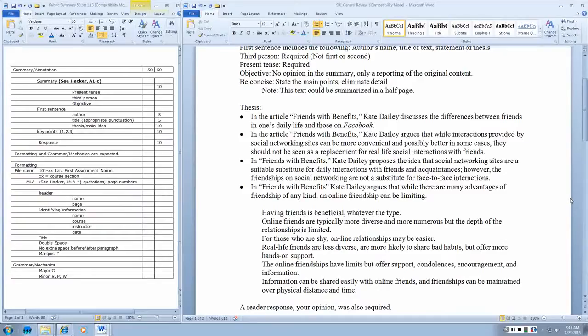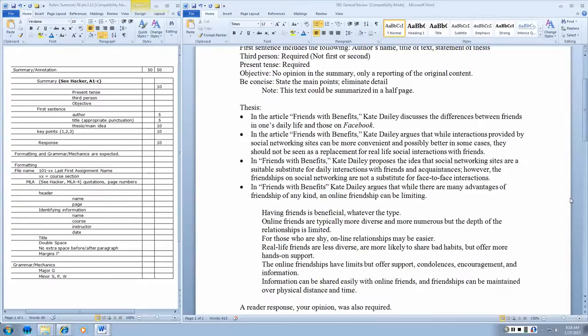Here are 4 different first sentences that included the information that was required: the author's name, the title of the article, and the main idea. Notice that there is not necessarily one way to state the main idea, but all of these do state the main idea. The fact that there are differences between these two types of friends, and that one of them, and you could also include the idea that one of them is possibly better. Below that, I have listed some of the key points.